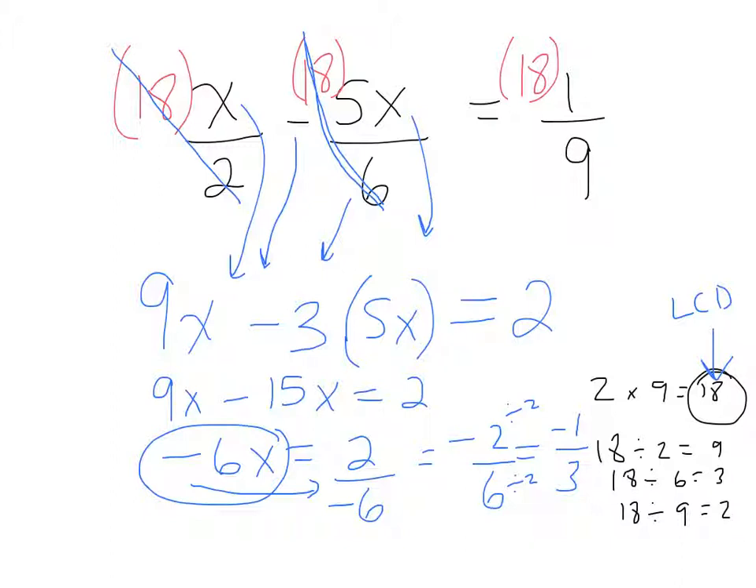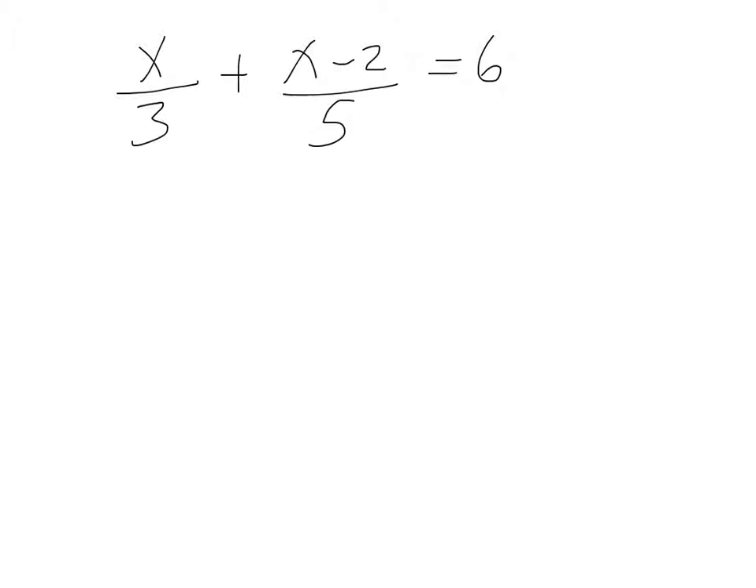Okay? So let's try another one. Let's try one that's a tiny bit trickier. So I've got x over 3 plus x minus 2 over 5 equals 6. So my lowest common denominator is, well, you can find it by doing 3 times 5, right? Because 15 divided by 3 is 5, and 15 divided by 5 is 3. So 15 works. So your lowest common denominator is 15.